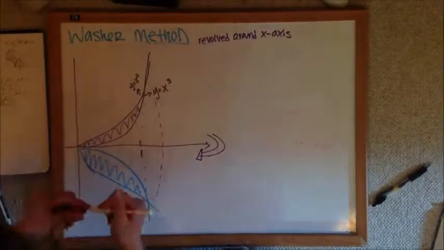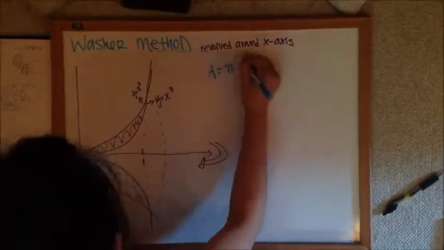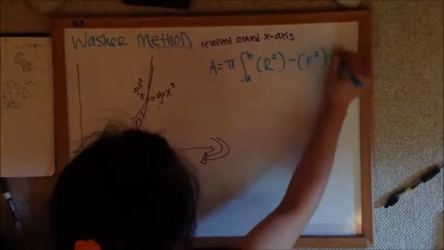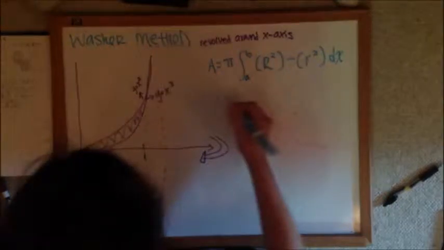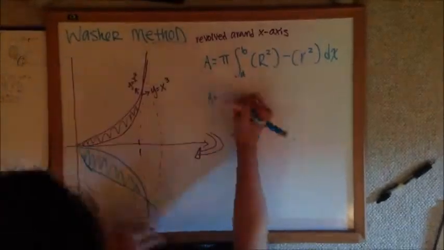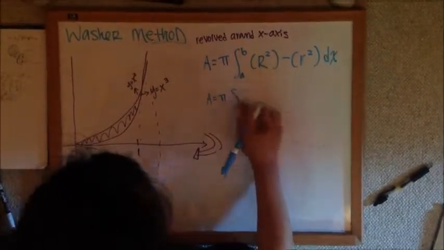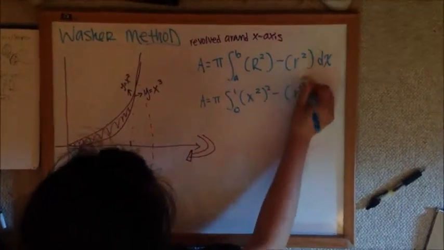Here's where our second method, the washer method, comes into play. In the washer method, the volume equals pi times the integral from 0 to 1 of big R squared minus little r squared times dx. Note that this is not big R minus little r squared.